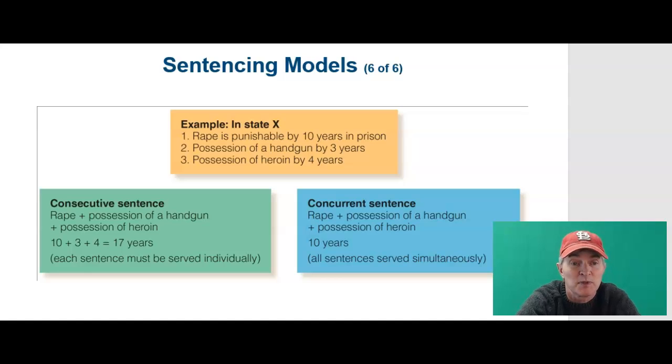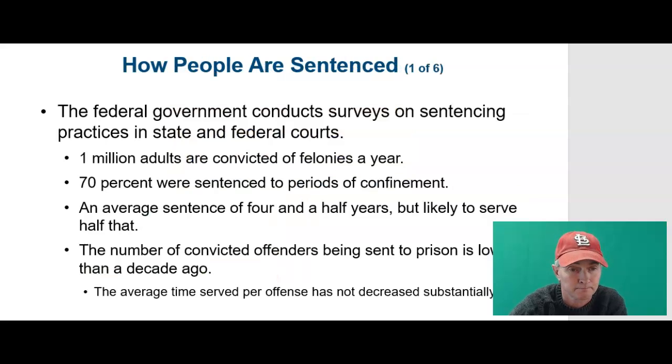Each sentence must be served individually. In the concurrent sentencing, rape plus possession of a handgun plus possession of heroin equals 10 years, because all sentences are served simultaneously. So, if you commit a crime, you're hoping that they're bringing the concurrent sentencing and not the consecutive sentencing.